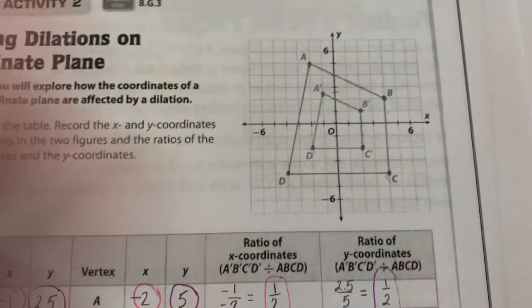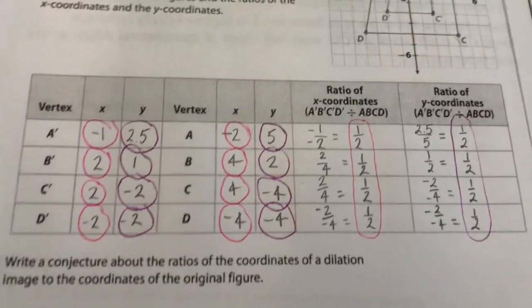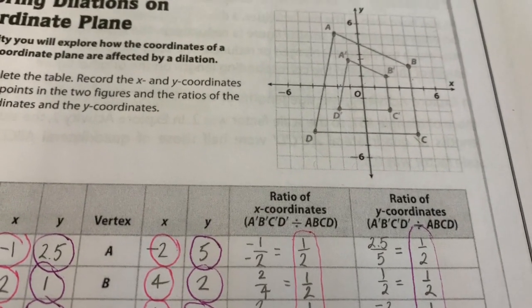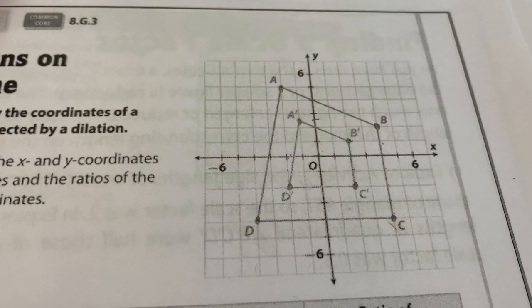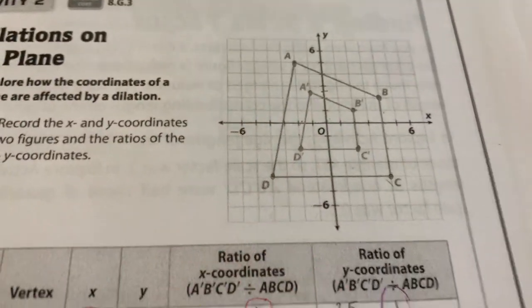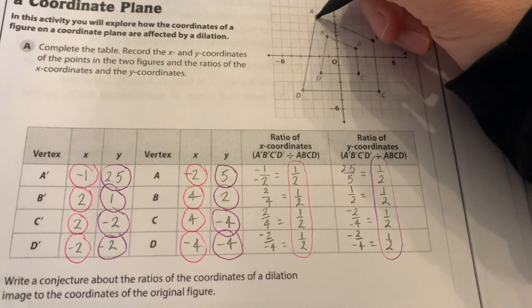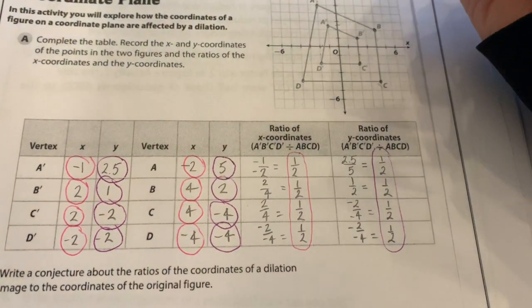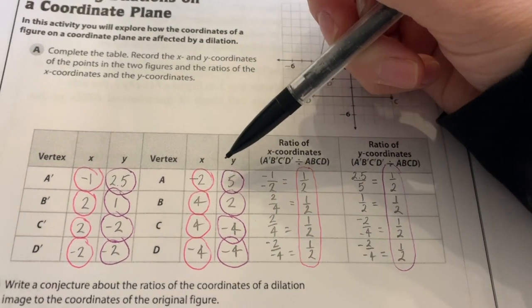So this is how we keep the shape exactly the same when we do a dilation. If we take each point and we multiply it by the same number, in this case 1/2, we will be able to keep our shape exactly the same, and that's what a dilation is all about. So what you notice is that if you took point A, which had the coordinates -1 and 2.5, if we multiplied that by 1/2, we get the result.